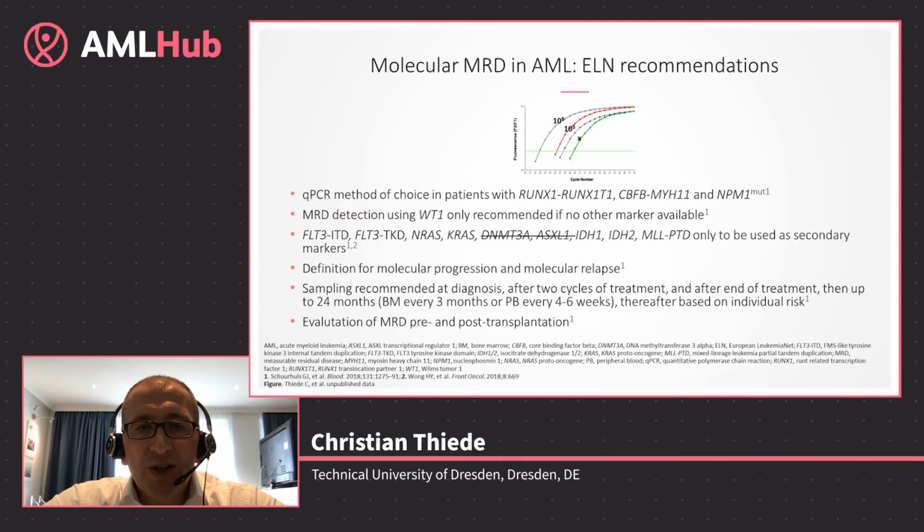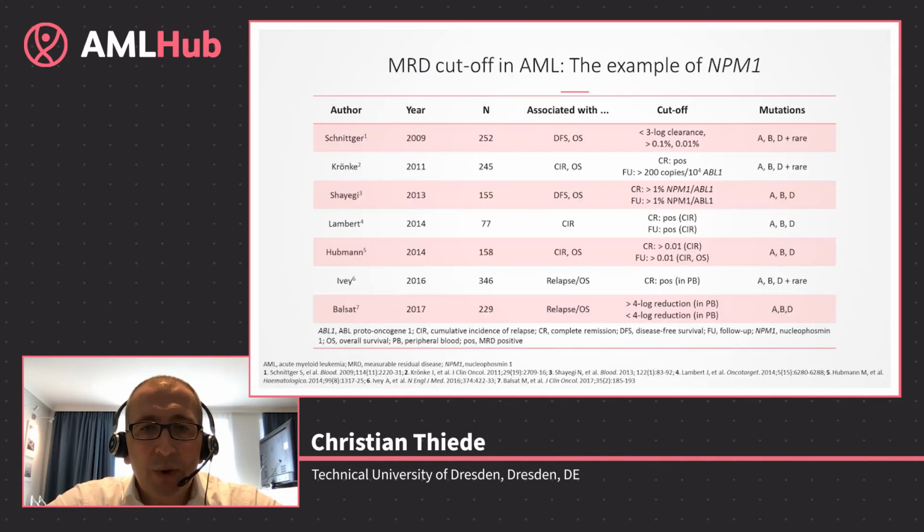The mutations like FLT3 ITD, TKD, RAS mutations, IDH1, and so on should only be used as secondary markers, and certain markers like DNMT3A, ASXL1 and also TET2 are not really well established, because they belong mostly to CHIP clones. I will come to that in a minute. We defined molecular progression and molecular relapse. We also defined the sampling intervals, and we recommended evaluation of MRD pre and post-transplantation.